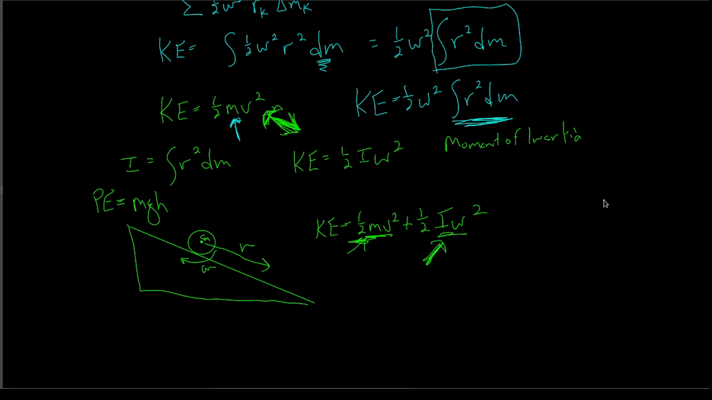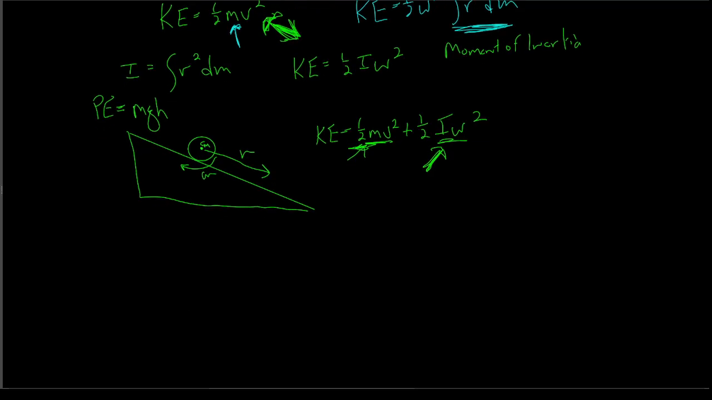Our job is to figure out the moment of inertia for an object. And so what we want to be able to do is look at this idea of r squared dm as something that can be calculable.